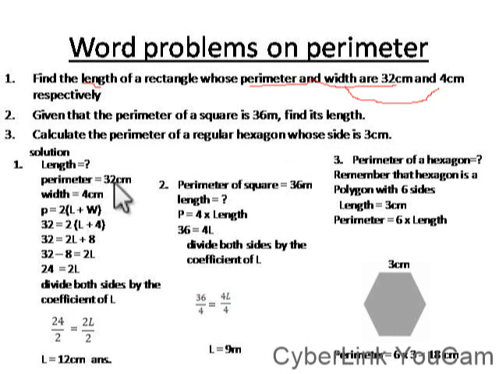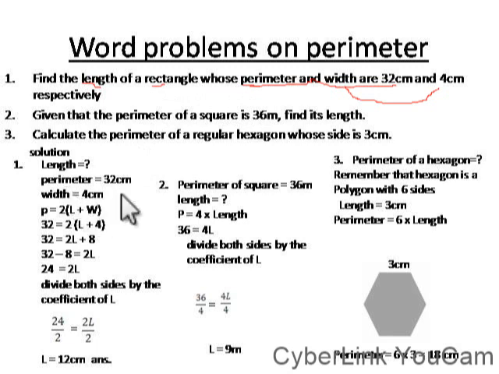The perimeter is given to us as 32 centimeters. The width is given to us as 4 centimeters. Then the formula for calculating, because what will give you an idea of the particular formula to use in a question like this is to look out for the quantity that is mentioned. Here we are talking about perimeter. Perimeter of what? Rectangle, because the shape is mentioned. That is to say, we are to use the formula for calculating the perimeter of a rectangle. That will give you a clue of the formula to use in solving this.